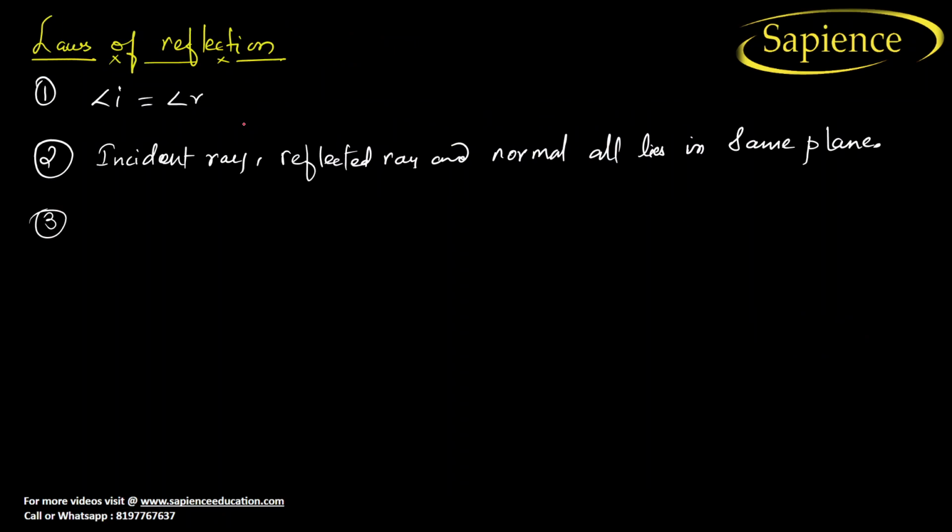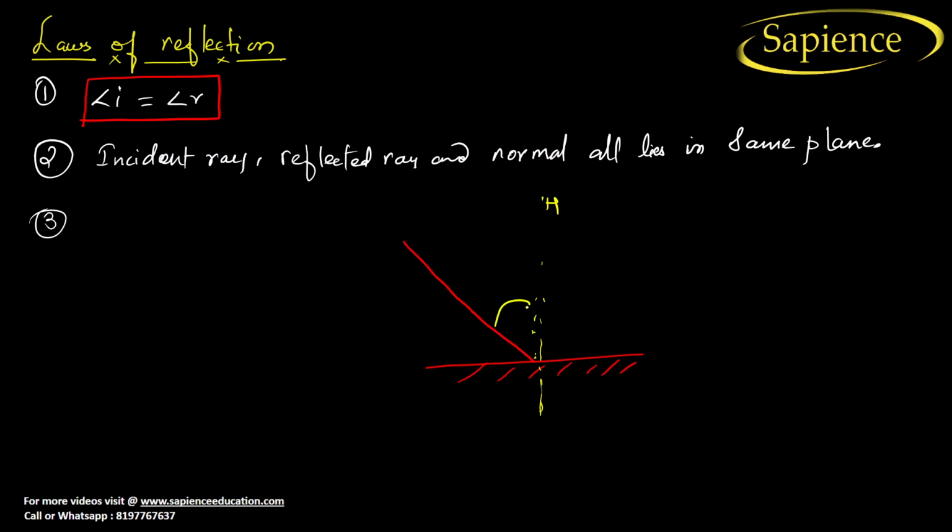Now the laws of reflection. The first law of reflection is that the angle of incidence is equal to the angle of reflection. Let us consider this is a plane mirror, and a ray of light strikes it. The angle of incidence is the angle made with the normal. At the point of incidence we draw a normal, and it makes an angle of incidence i. Now the ray gets reflected back into the same medium like this. This is your incident ray and this is your reflected ray.